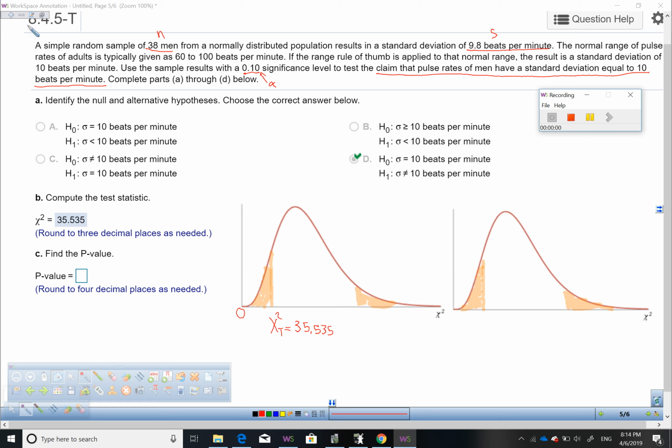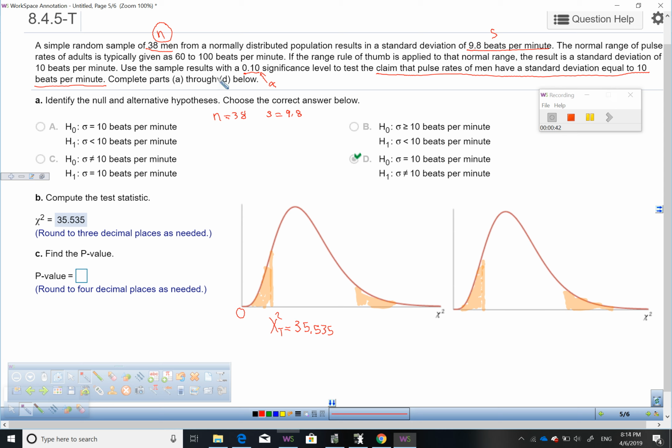Well, in this specific example, we have problem number 8.45T. We have 38 men, so that is the sample size, and the standard deviation of this sample is 9.8 beats per minute. So we need that information. N equals 38, and S equals 9.8 beats per minute.